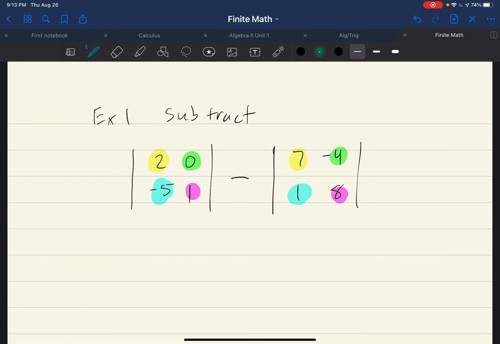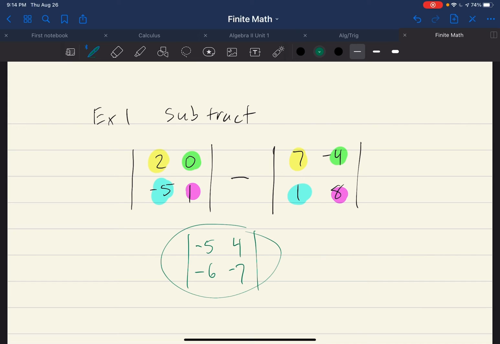So it's 2 minus 7, that's -5. So there's my resultant matrix. And then it's going to be 0 minus a -4. Well, it's a double negative, so it's just 4. And then it's -5 minus 1, which would be -6. And then it's 1 minus 8, which would just be -7. So that's the answer. And it's really that easy.